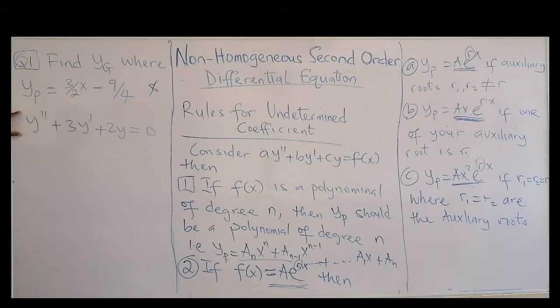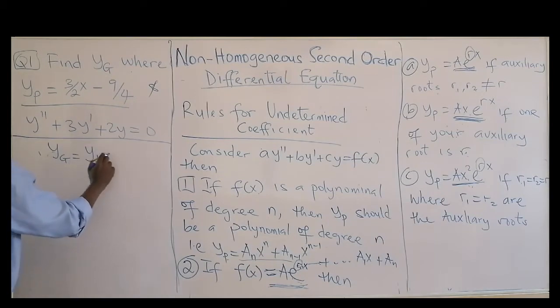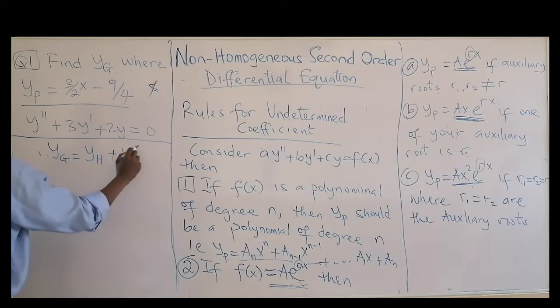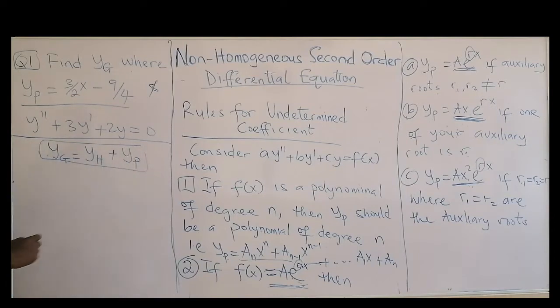Look at this question we have here. We are told to find the general solution, where the particular solution is this, and the homogeneous equation is this. This is very simple. When you want to get the general solution, yg, the general solution will be equal to the homogeneous part plus yp.